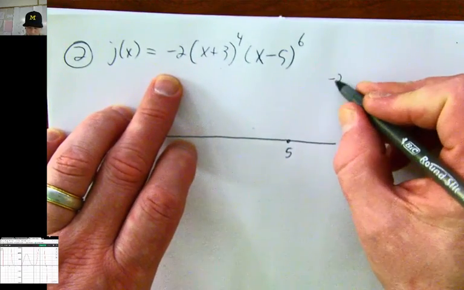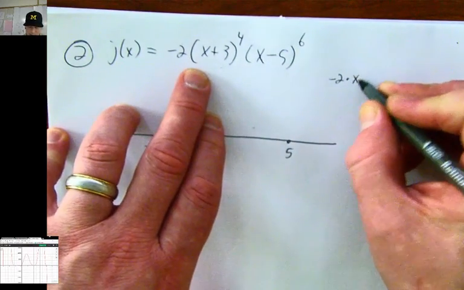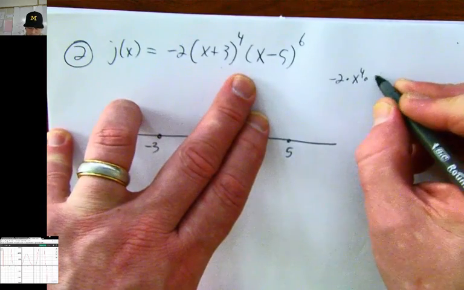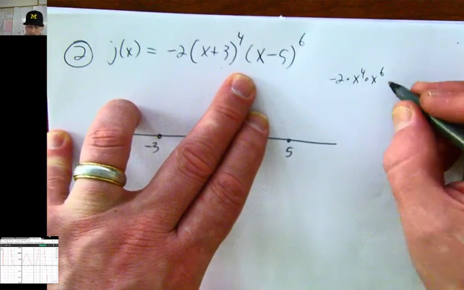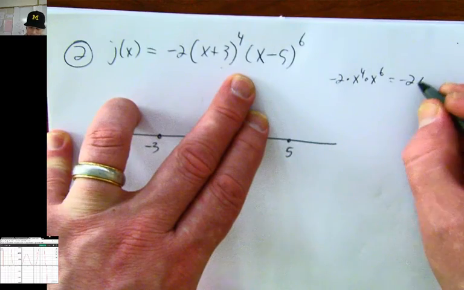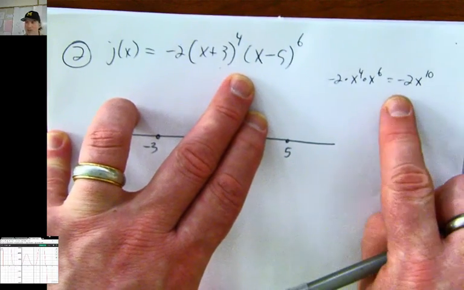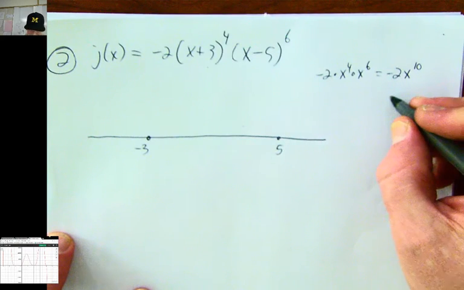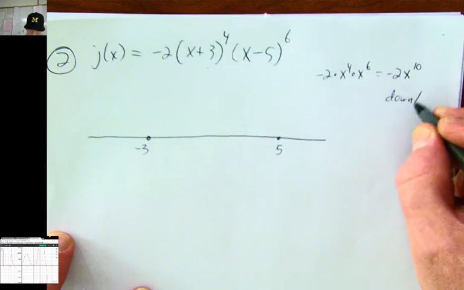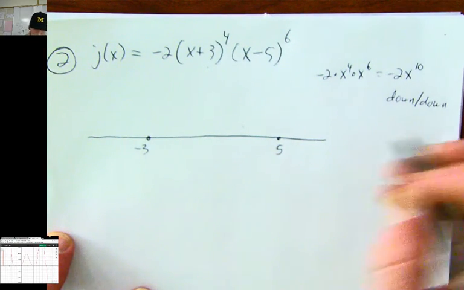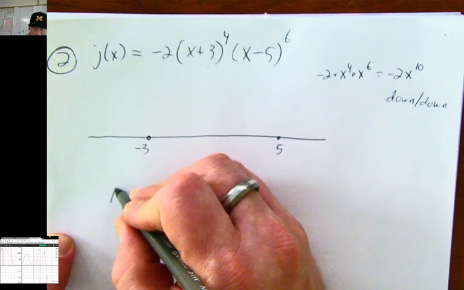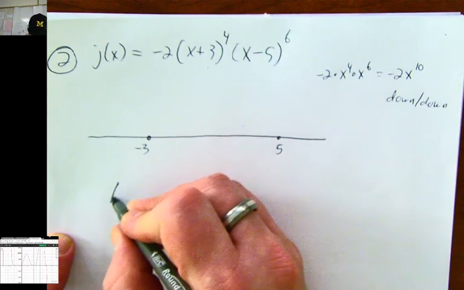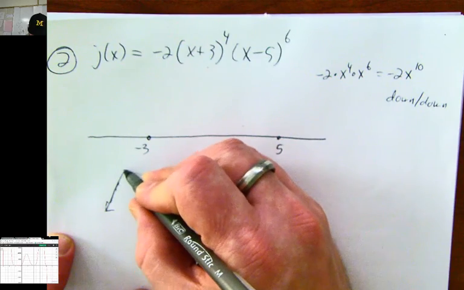End behavior. I have negative 2 times an x to the 4 times an x to the 6. So that's negative 2 x to the 10. Negative x to the even, so that means that this end behavior is down, down. Meaning, it's going to start down here, the arrow's here, and it's heading up towards negative 3.